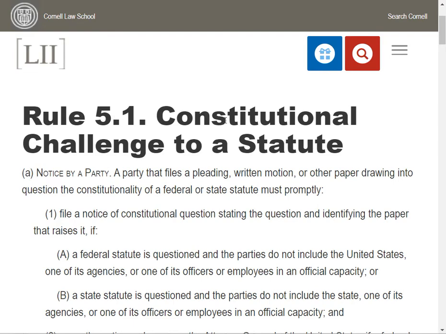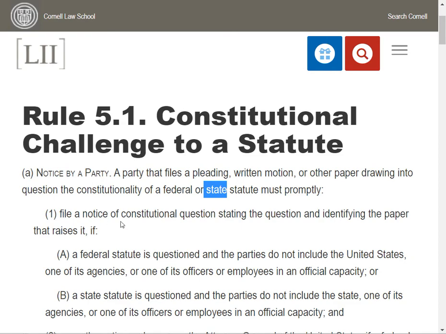Rule 5.1. Constitutional challenge to a statute. So they say notice by a party that files a pleading, written motion, or other paper drawing into question the constitutionality of a federal statute, this is one, or the constitutionality of a state statute. So there's two things happening here, right? You can address a federal issue if you have a federal case, or you can address a state issue if you have a state case. All right. Now, most people miss that.